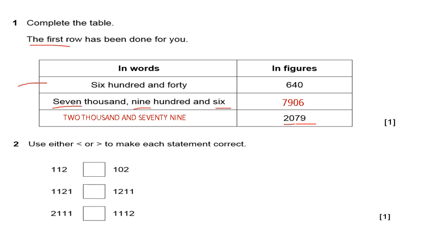Number 2. Use either less than or greater than to make each statement correct. 112 is greater than 102. 1,121 is less than 1,211. 2,111 is greater than 1,111.